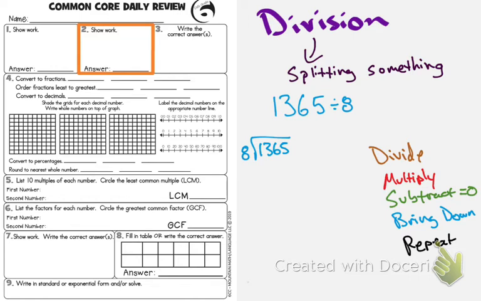Now, when we work with numbers like this, in this case we have one really big number and a smaller number, it's generally pretty obvious for us how we're going to split those things up.